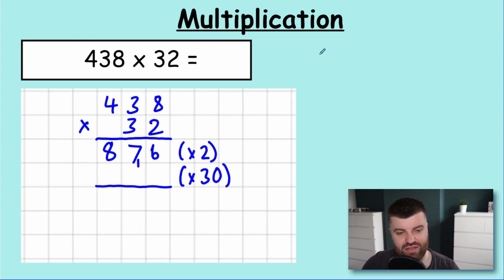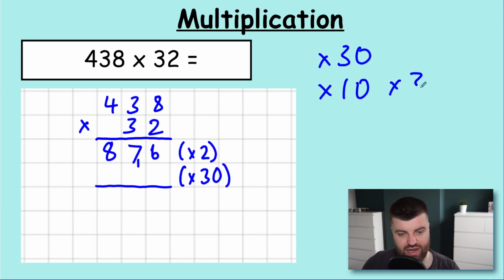Now we need 30 lots. And here's the thing about 30. 30 is the same as times 10 times 3. Now we know our 3 times table. So how can we times something by 10? We put a placeholder in. And now I can just focus on timesing by 3.